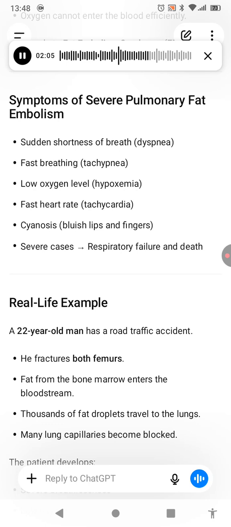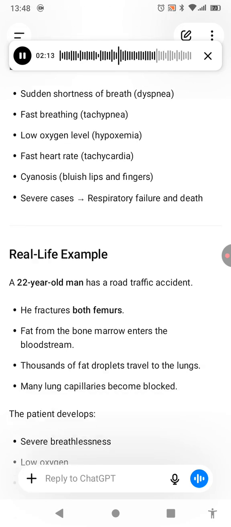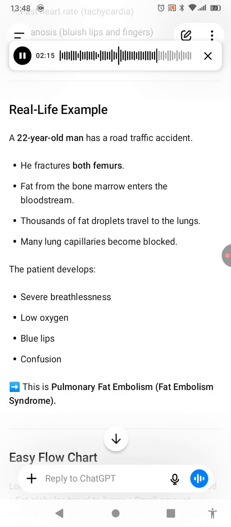severe cases, respiratory failure and death. Real life example. A 22-year-old man has a road traffic accident. He fractures both femurs. Fat from the bone marrow enters the bloodstream. Thousands of fat droplets travel to the lungs. Many lung capillaries become blocked. The patient develops severe breathlessness, low oxygen, blue lips, confusion. This is pulmonary fat embolism syndrome. Easy flow chart. Long bone fracture.